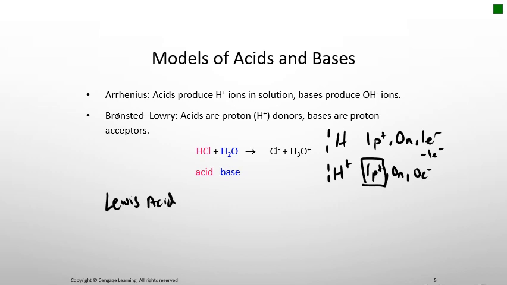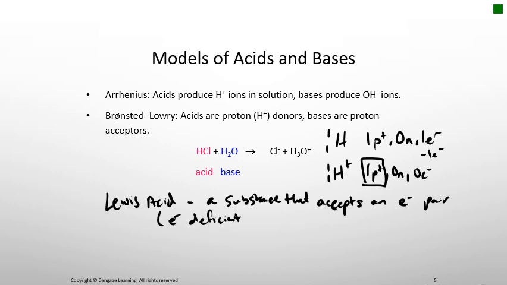This is one that we're not going to cover in honors chemistry, and you won't even really cover it in AP chemistry. So I just want to take a brief moment to describe what it is so that the first time you see it is not in college. A Lewis acid is a substance that accepts an electron pair. You can think about these as being electron deficient molecules.